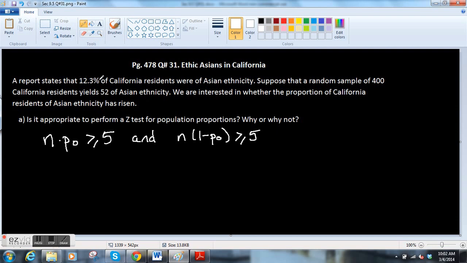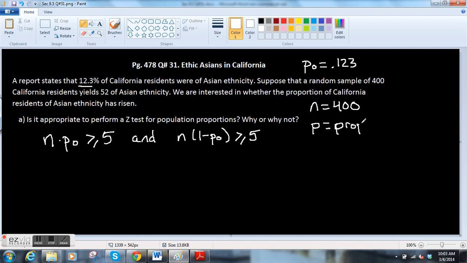So we have to dig around in this information and find our p0, which is the proportion in the null hypothesis. In this case, p0 equals 0.123, because that is the proportion that it used to be, and we're interested in whether or not it's getting bigger, so bigger than that. n equals 400. And again, think of it this way.